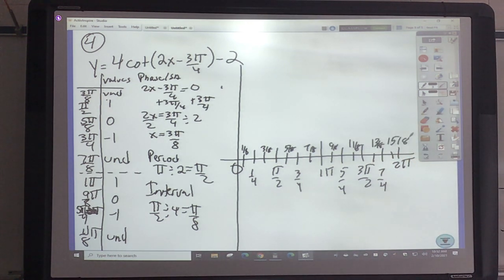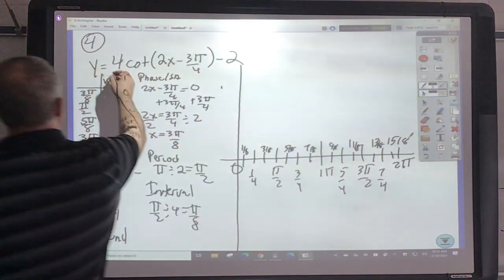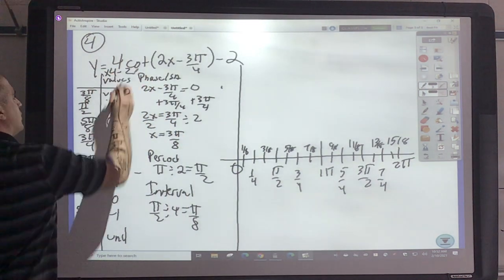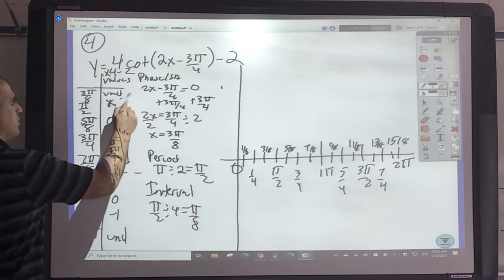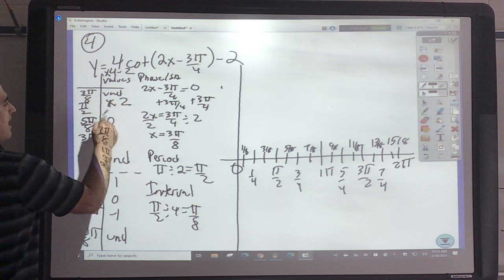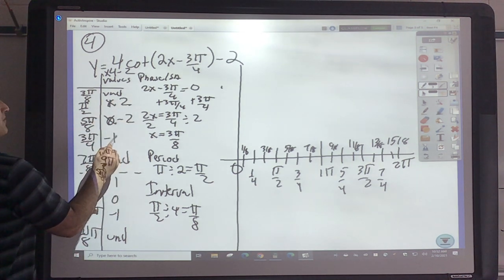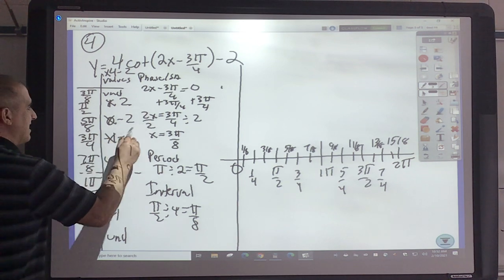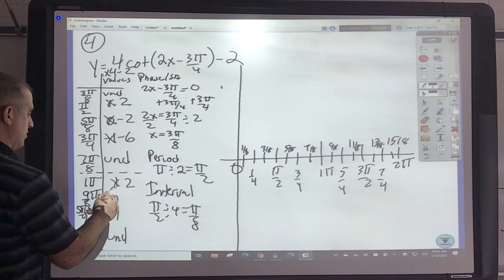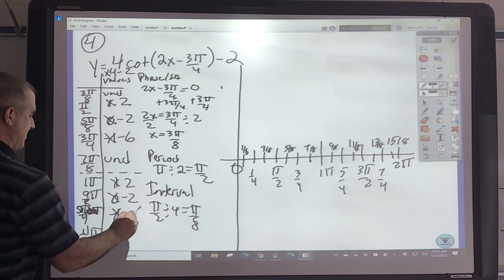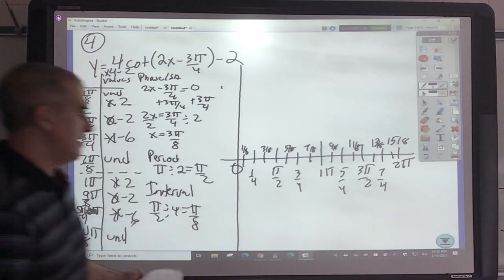Okay, all right. So what I'm going to do here, I've got to get the values right. So I'm going to times 4 and minus 2. So times 4 would be 4, minus 2 would be 2. Times 4 would be 0, minus 2 would be -2. Times 4 would be -4, minus 2 would be -6. Okay? And then the same values: 2, -2, -6.